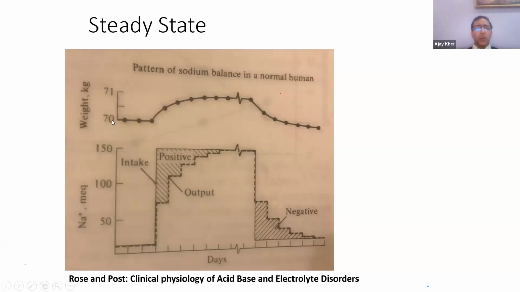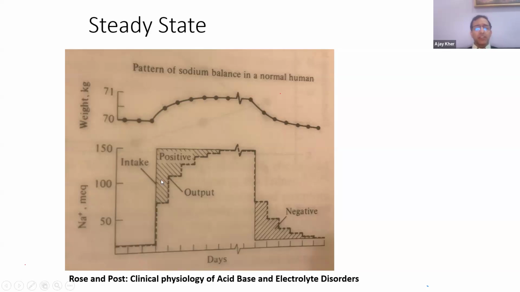So this is the weight on the top at 70 kgs. This is sodium intake. So this sodium intake is somewhere around 20 mEq per day. And they increase the sodium intake from this 20 all the way up to 150 mEq per day. So as you increase the salt intake, you're going to have extra salt, which will cause your extracellular volume to go up. And so your weight is going up over the next few days up to 71.